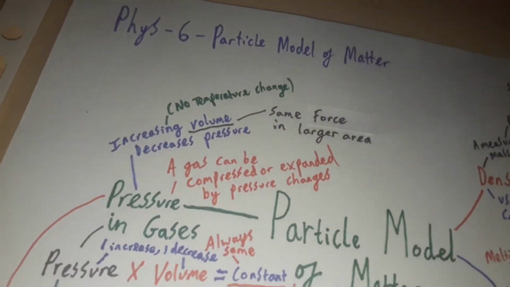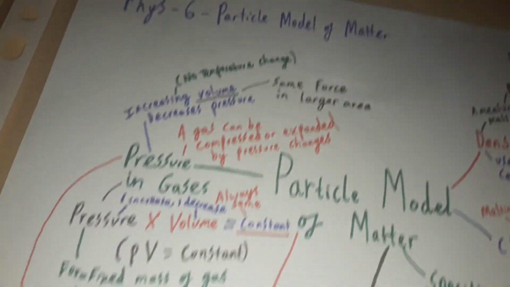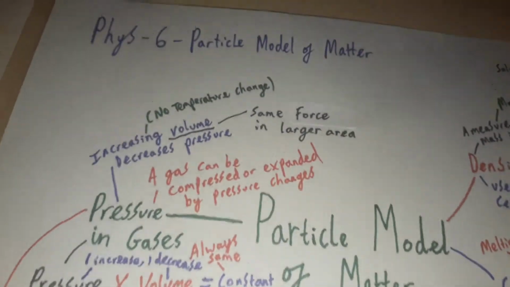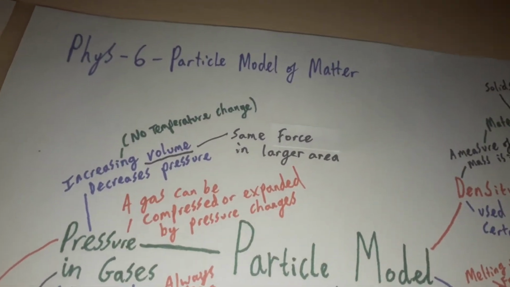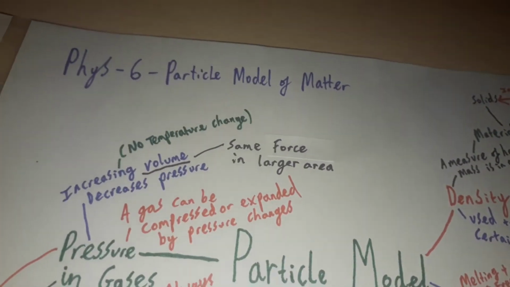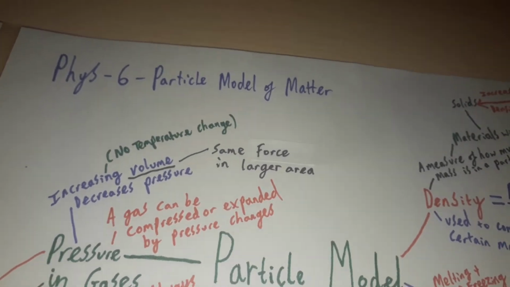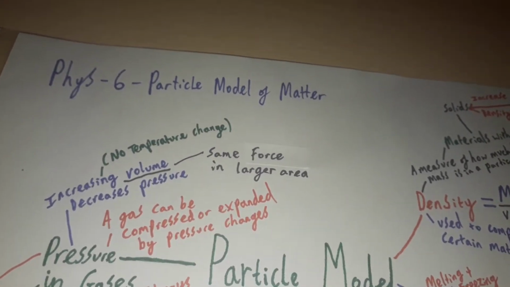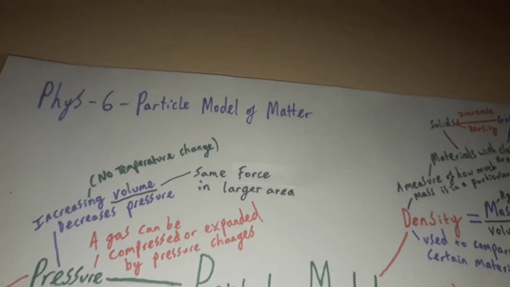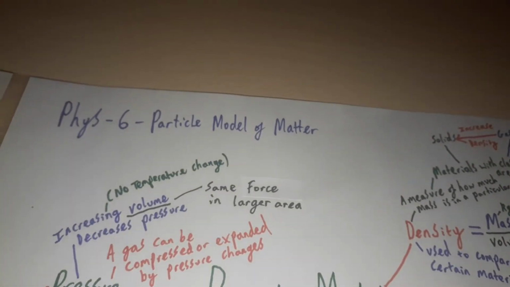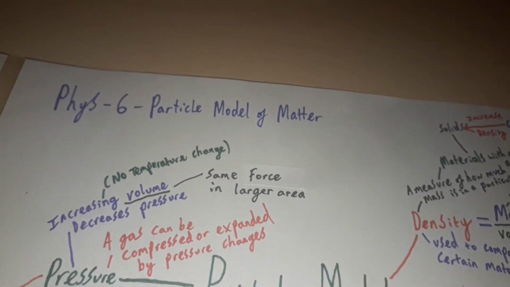So increasing the volume of something decreases the pressure, as we've seen from that equation there. And this happens with no temperature change again, because you're getting the same force in a larger area. So that means the force has a much littler impact, and it's less likely for there to be collisions because there's a wider space.